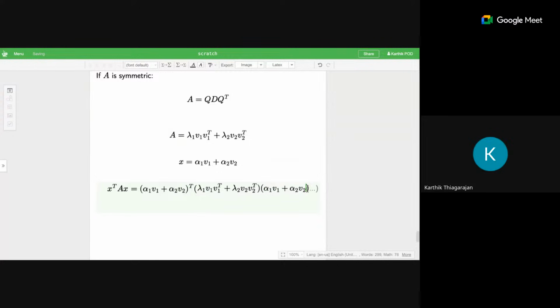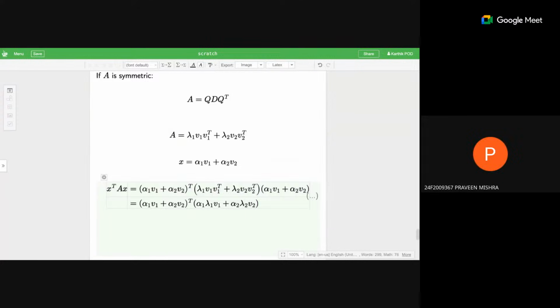Now you can actually expand this, so the orthogonality helps us a lot. If you expand this, you will notice that lambda 1 v1 v1 transpose will clash with v2 and become 0. We will be left with lambda 1 v1 alpha 1, correct? So alpha 1 lambda 1 v1 plus alpha 2 lambda 2 v2. Is that correct?